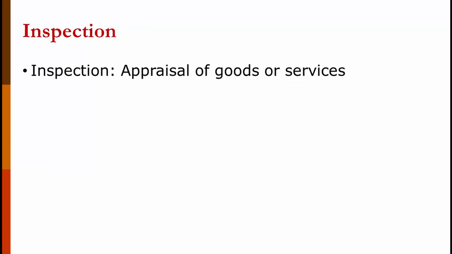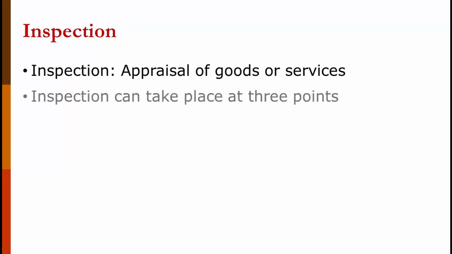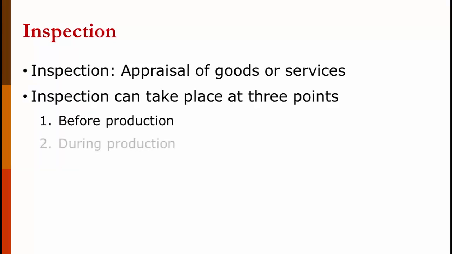An inspection is appraisal of a good or service to see if it meets standards. There are 3 points at which it can take place. 1, before production. In other words, this is an inspection of raw materials. 2, during production, after you've started working on it, but before you finish. And 3, after you've finished it, but before you send it to the customer.